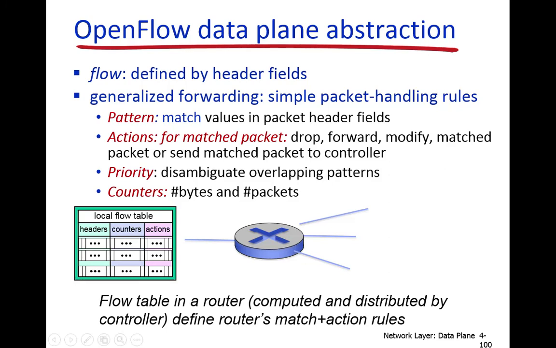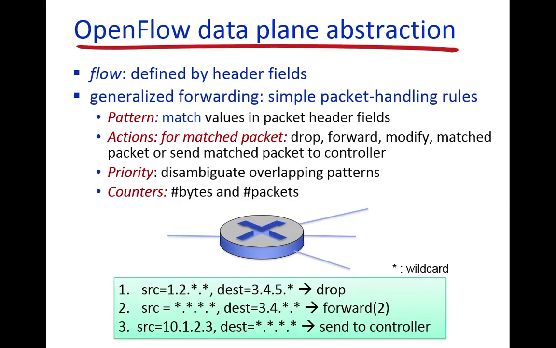So basically you can see that the flow table in a router is computed by the controller, and it defines a match action rule. If the packet header matches this header, then this action is performed. So when a packet arrives, its header is matched with the headers in the flow table. If the packet header matches any header in this table, then its corresponding action is performed. So the flow table in the SDN switch is a match plus action rule.